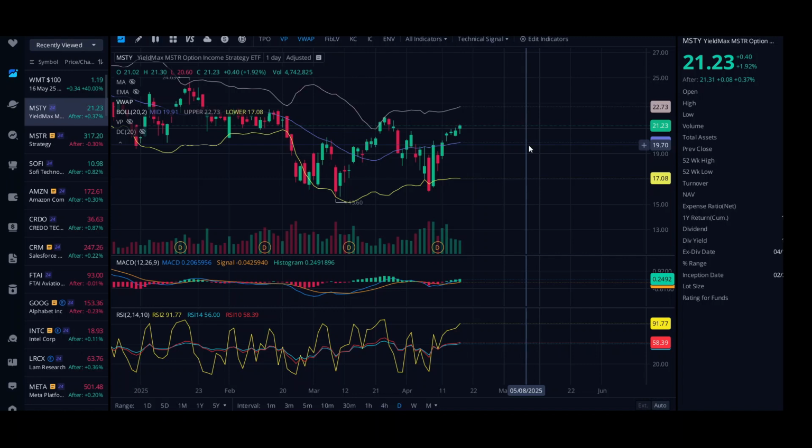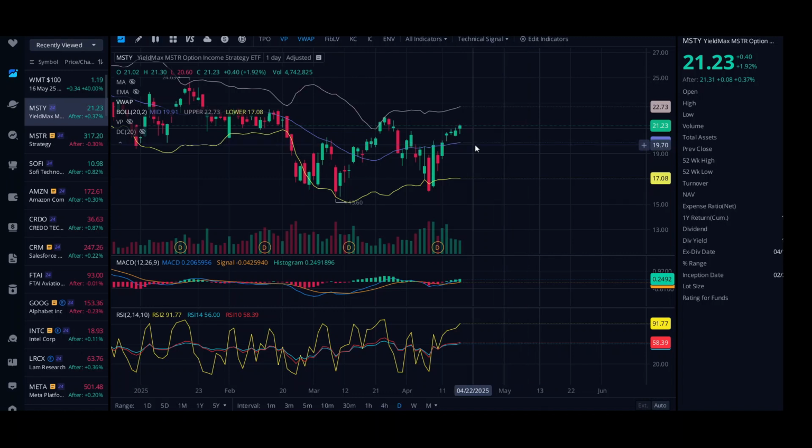So we're going to pick MSTY because it uses the underlying of MSTR. And MSTR is a Bitcoin play, and I can see Bitcoin continuing to go on up. Therefore, MSTR following that and ultimately pushing MSTY on up. So we're going to look at MSTY right here.